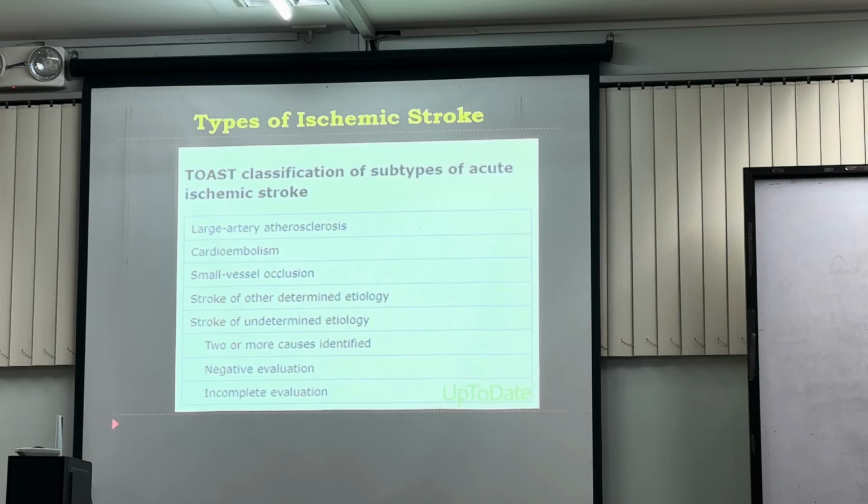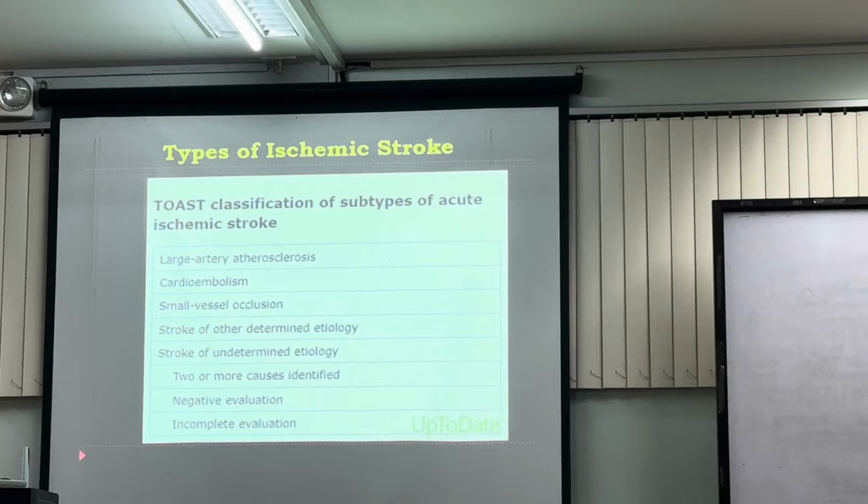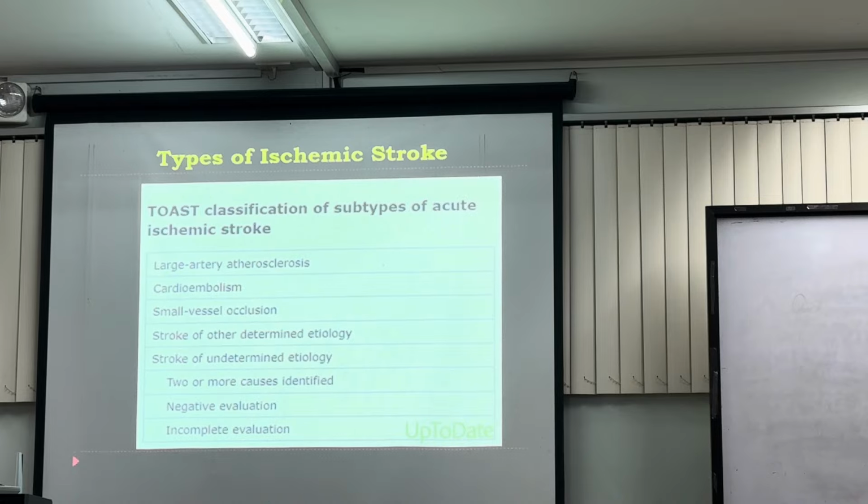Okay, so here, types of ischemic stroke. We have to know whether it's large artery atherosclerosis, or it's an embolic phenomenon, or small vessel occlusion, where the most likely pathology is lipohyalinosis, stroke of other determined etiology. No? There are those that you cannot tell what is the mechanism. You don't have the risk factors, but the patient ends up with a stroke. Okay. You call that, before we call it idiopathic.